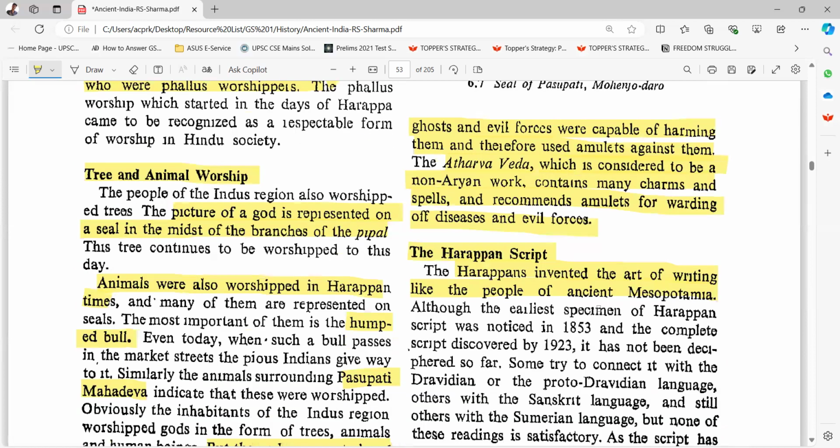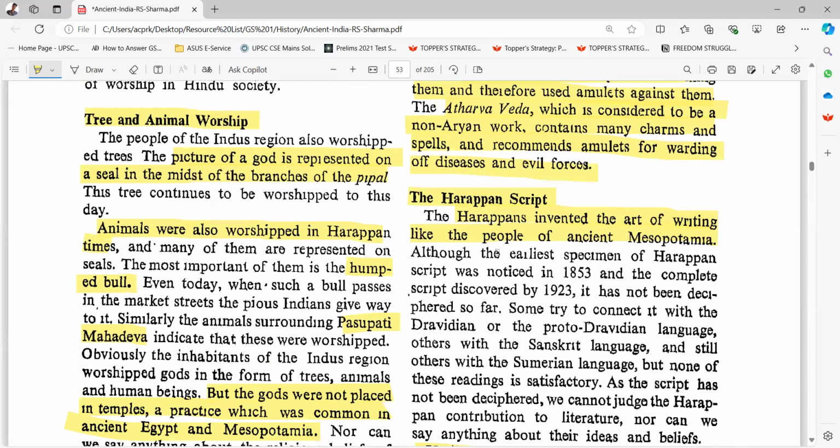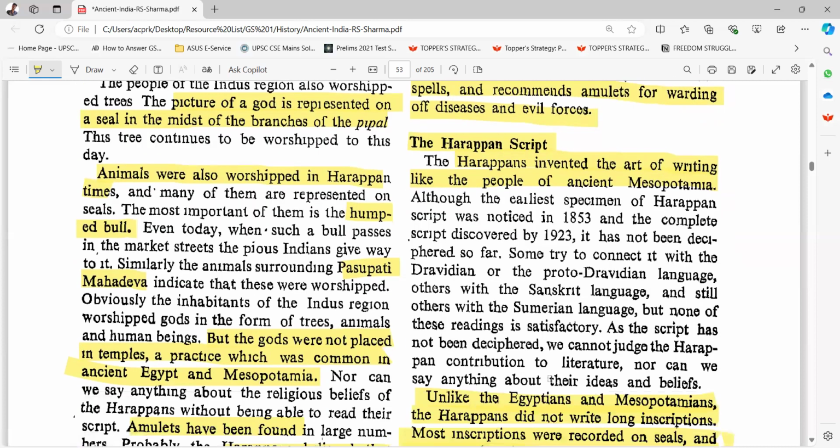Okay. The Harappan script. The Harappans invented the art of writing like the people of ancient Mesopotamia. Although the earliest specimen of Harappan script was noticed in 1853 and the complete script discovered in 1923, it has not been deciphered so far. Some try to connect it with the Dravidian or Proto-Dravidian language, others with the Sanskrit language, and still others with the Sumerian language, but none of these readings is satisfactory.